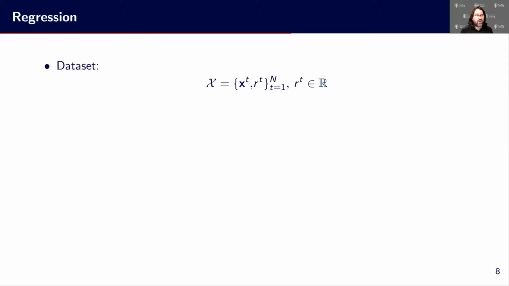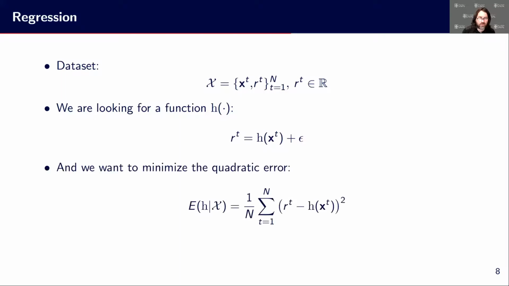Also in supervised learning, we have regression problems. So let's say that we have a data set with x_t, r_t, for t from 1 to n. The difference here is that the r_t are scalars. So in real values, so r_t is part of our real values domain. So we are looking for a function h that is able to learn to make the prediction equivalent to the r_t, but we can assume that there is some kind of epsilon level of noise or level of error.